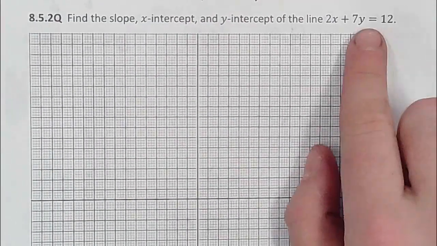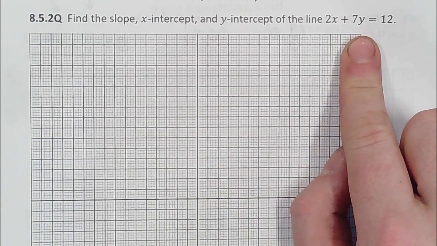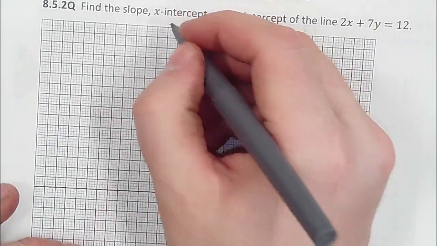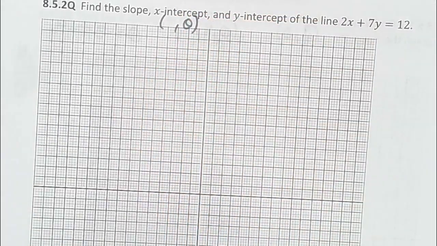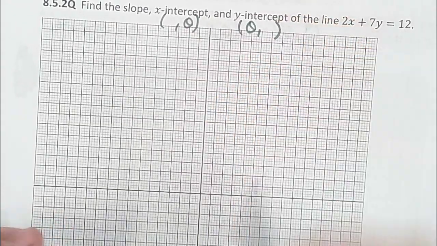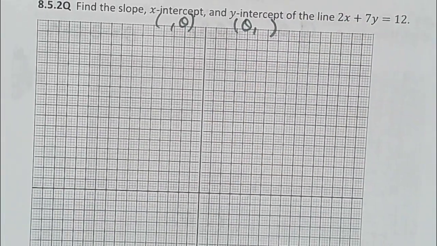What form is this? That's standard form all day. So if we want to find our x-intercept, all x-intercepts have 0 for y because they're on the x-axis, no verticality. Y-intercepts have 0 for x because they have no horizontalness.